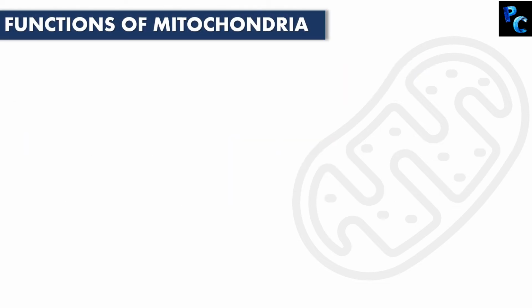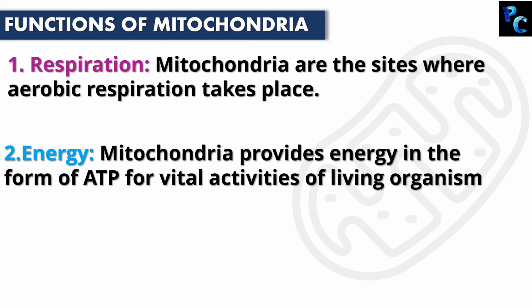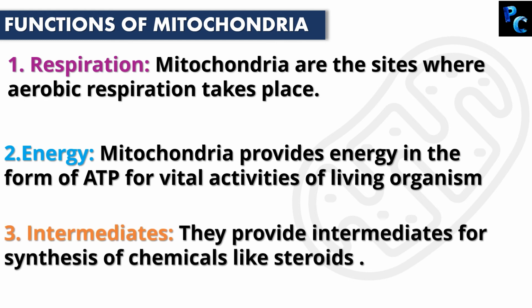Let's see the functions of mitochondria now. Respiration. Mitochondria are the sites where aerobic respiration takes place. Energy. Mitochondria provides energy in the form of ATP for the vital activities of the living organism, and that's why it is called the powerhouse of the cell. Intermediates. They provide intermediates for synthesis of chemicals like steroids.